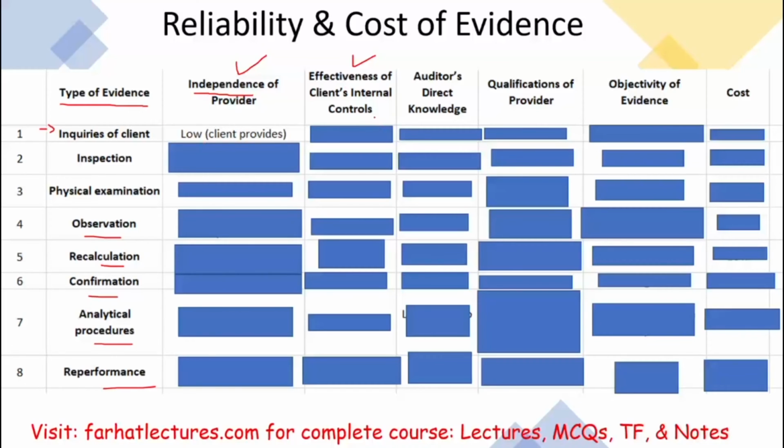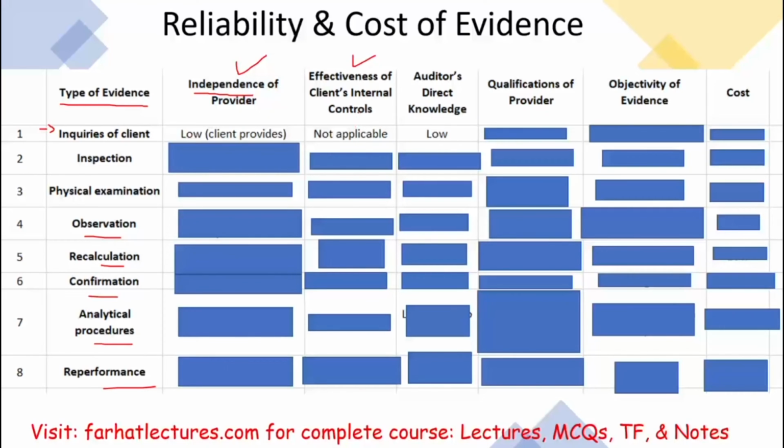Effectiveness of internal control. Well, here the internal control is not an issue because we are talking to the client, we're relying or we are evaluating their claim. Auditor's direct knowledge is also low. The reason we're asking the client is to learn. Therefore, from the auditor's direct knowledge, we consider this low.